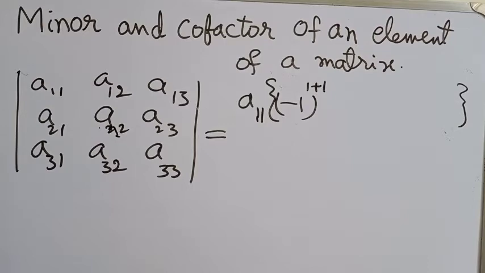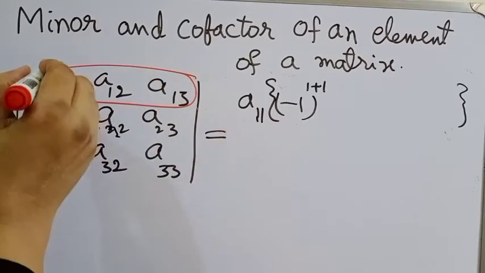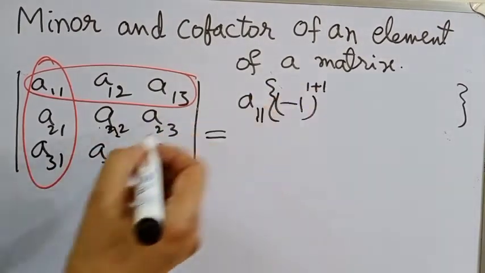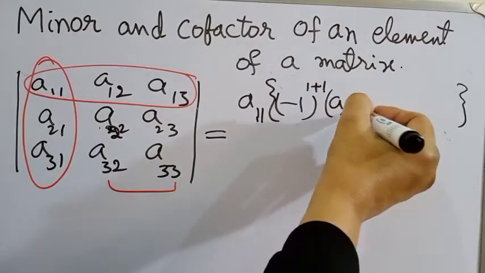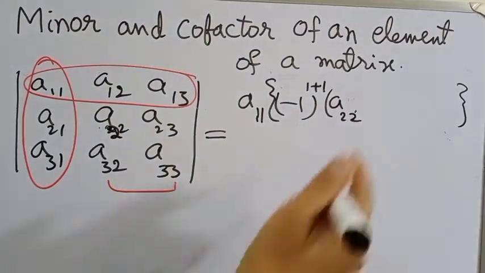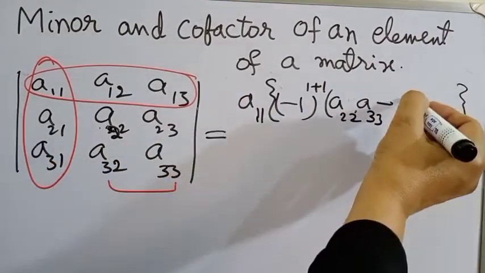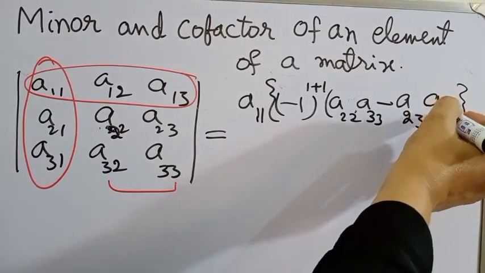The determinant of this will equal a22 multiplied by a33 minus a23 into a32. We exclude the first row and first column, and the remaining part is multiplied with opposite elements: a22 multiplied by a33 minus a32 into a23.